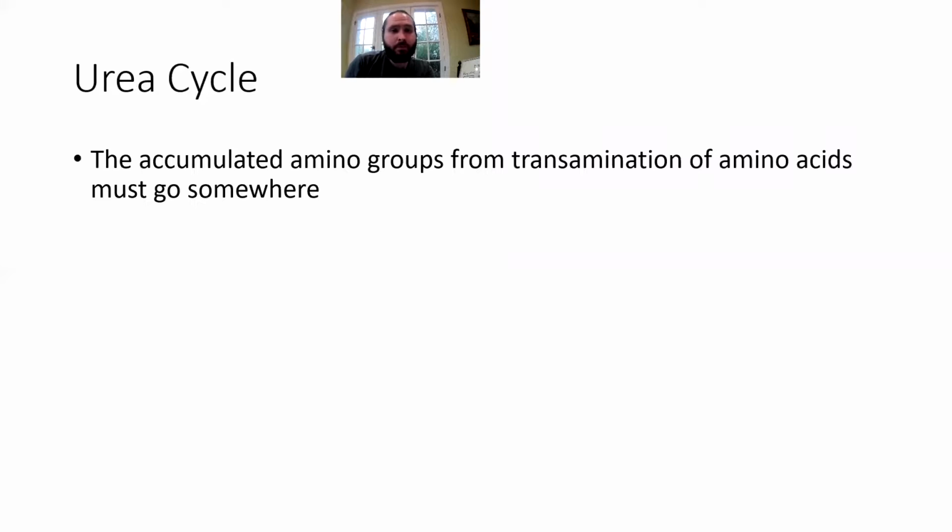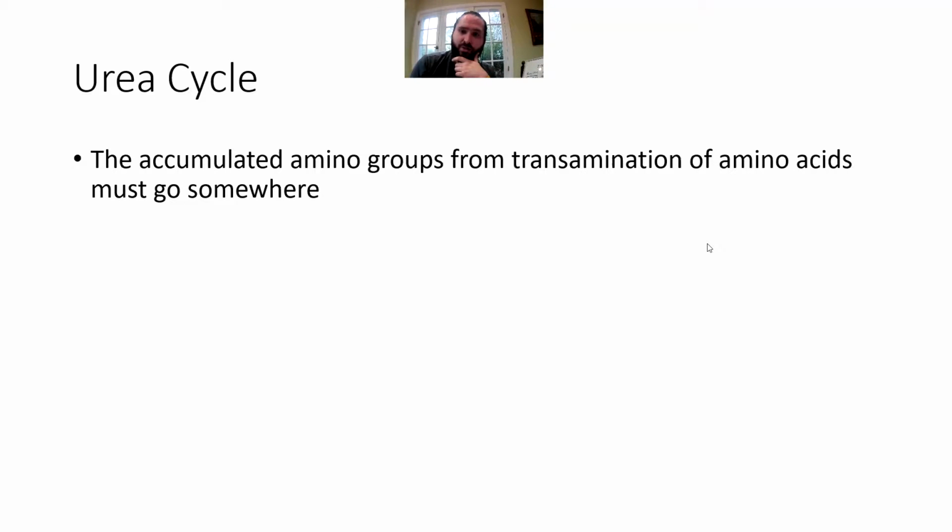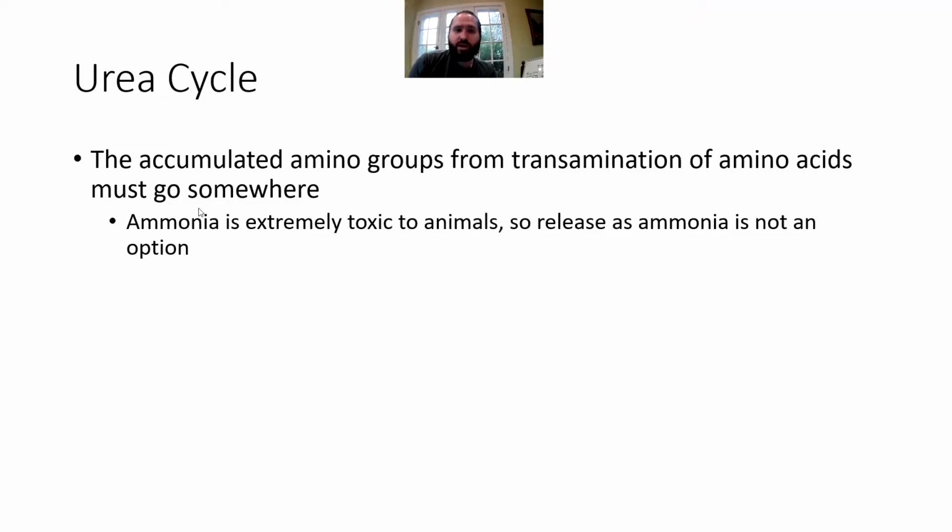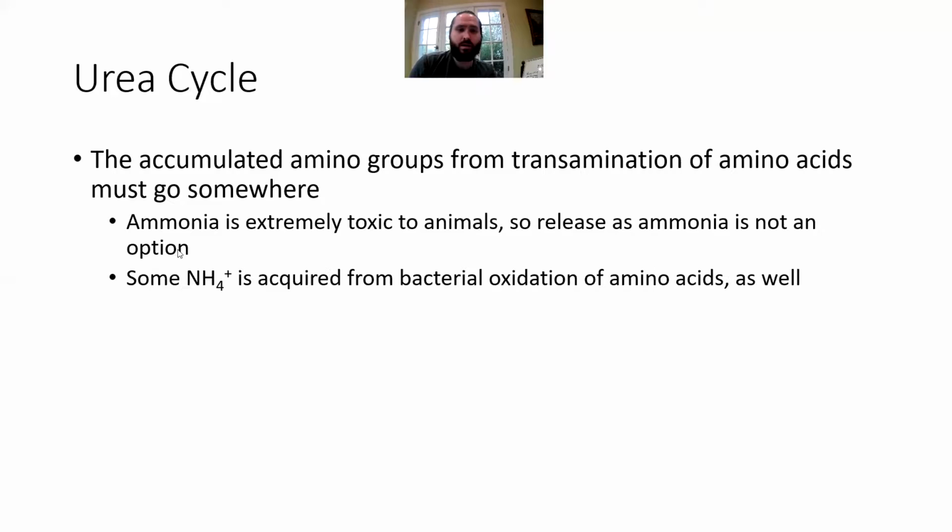All right. So the urea cycle, now for the urea cycle, you really just want to know the overall purpose of the urea cycle, the location, and a couple of involved molecules. The urea cycle, so the accumulated amino groups from transamination of amino acids must go somewhere. Ammonia, NH3, is extremely toxic to animals, so release as ammonia is not an option. And some ammonium is also acquired from bacterial oxidation of amino acids. And likewise, we have to figure out something to do with that, because we can't have free ammonia in the body, it's very bad for us. So that's what the urea cycle comes in.